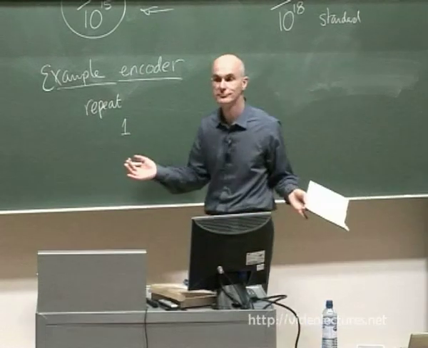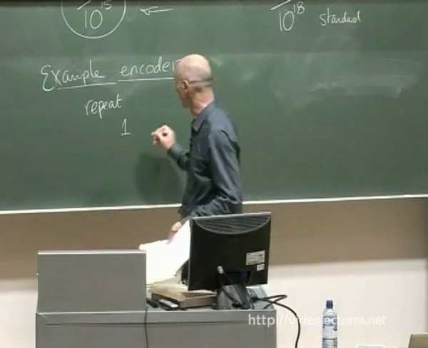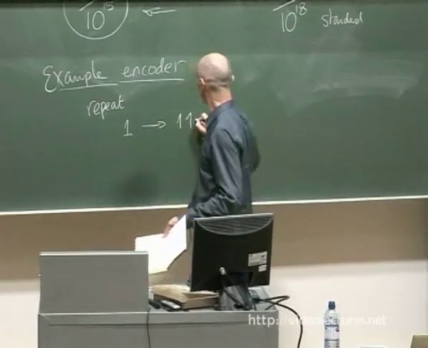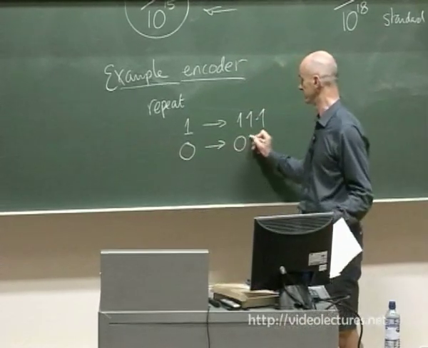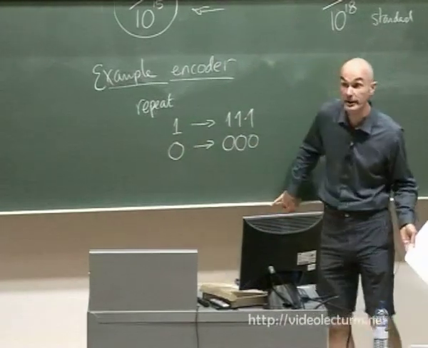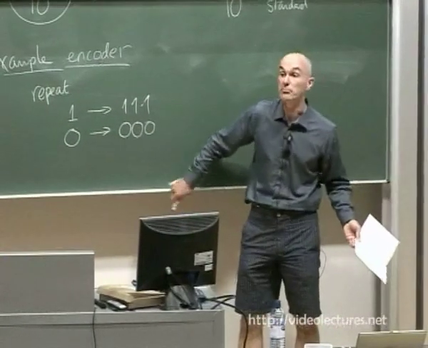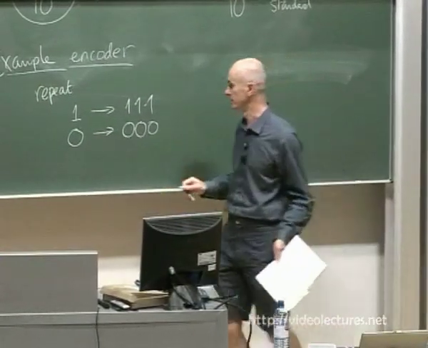How many? Okay. So every 1 gets turned into 3 ones, say, and every 0 gets turned into 3 zeros. Is that the sort of thing you had in mind? Okay, but possibly you need more. Let's start with the simple one.